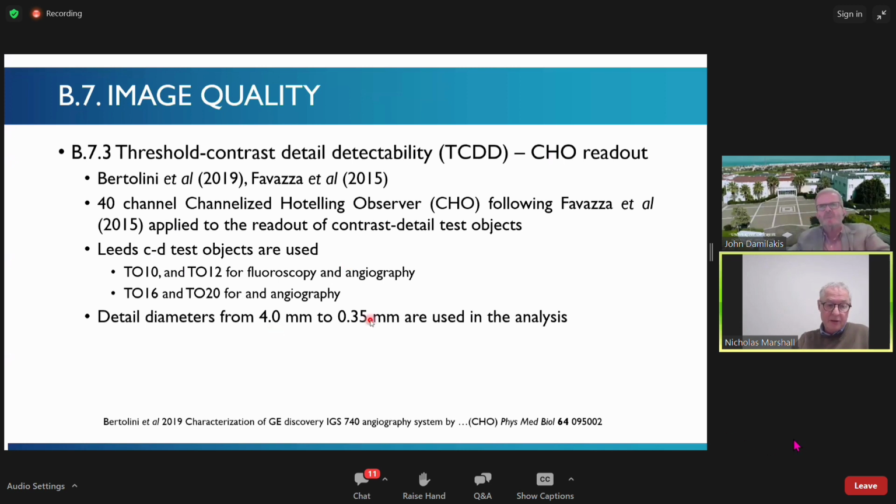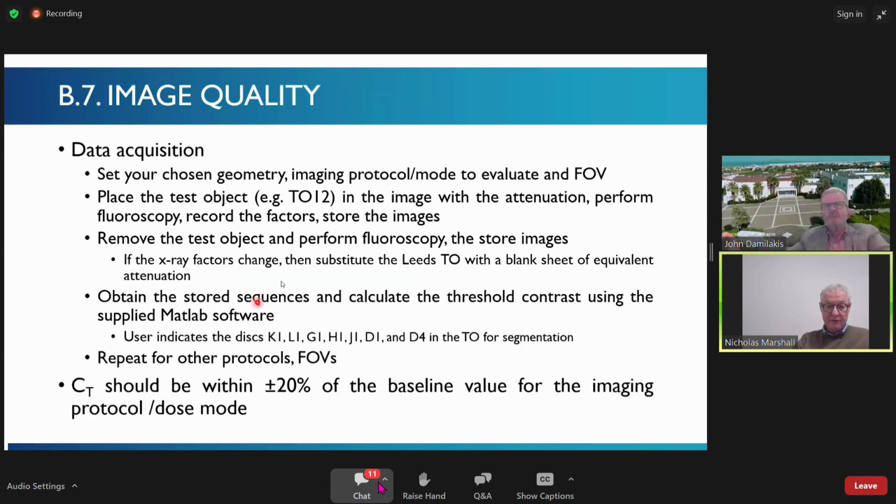You can use LEEDS TO10 or TO12 for fluoro and angio, or TO16 and TO20 for angiography. Like I said before, you choose your geometry and protocol that you want to evaluate, place the test object on the stack of PMMA, image it, and remove the test object. You may need a blank if your factors are going to change. So if your factors do change during fluoro, you would want to put the blank plate in so that you have the same factors with and without the test object.